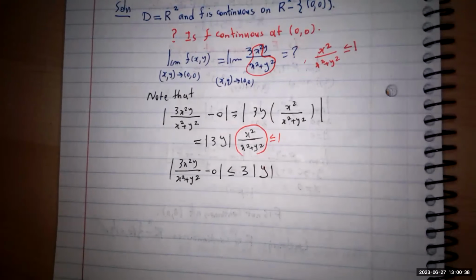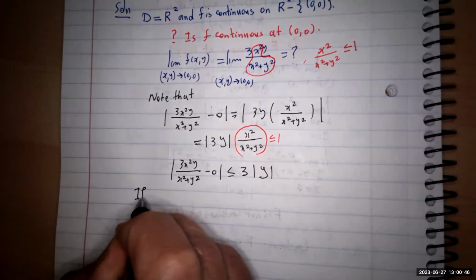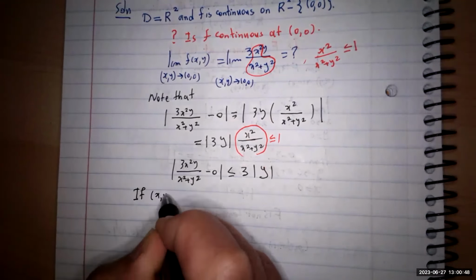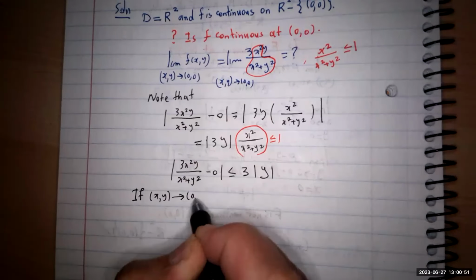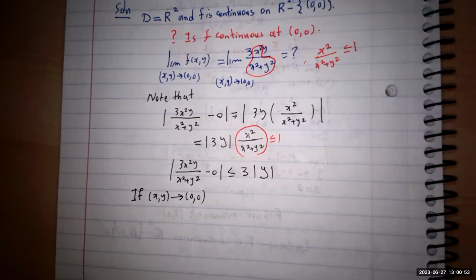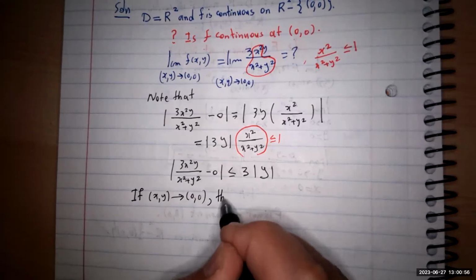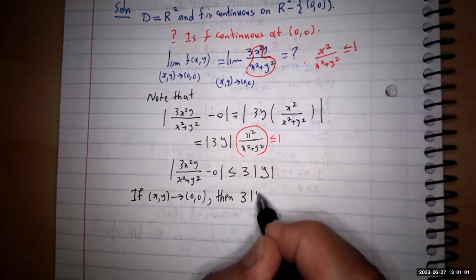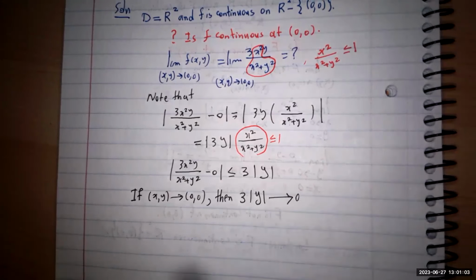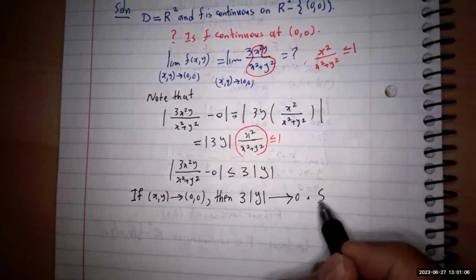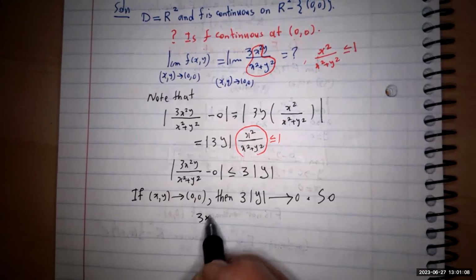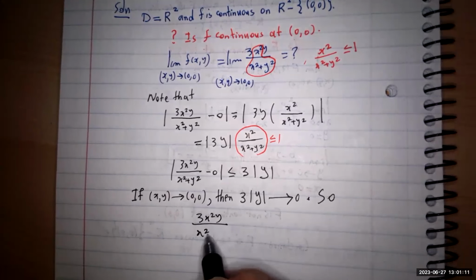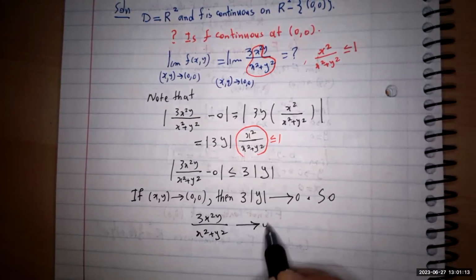Question? No, you can argue as we talk about it. You can say that if x, y goes to 0, 0, then y goes to 0. And when y goes to 0, then 3 times the absolute value of y goes to 0. So 3x squared y over x squared plus y squared goes to 0 too.